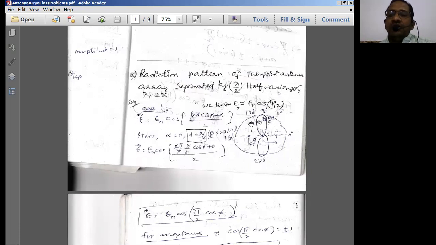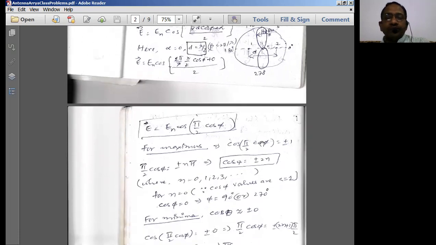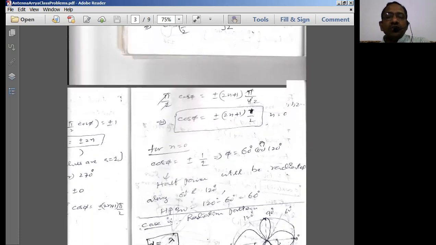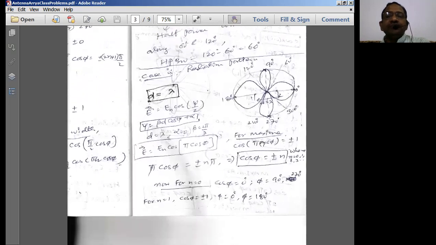The angle between these two is the half power beam width. 120 minus 60 is the half power beam width, and this value is nothing but equal to 1 by 2. If this is taken as equal to 1 maximum, this would be around 1 by 2. So that is the conclusion we have got from this.